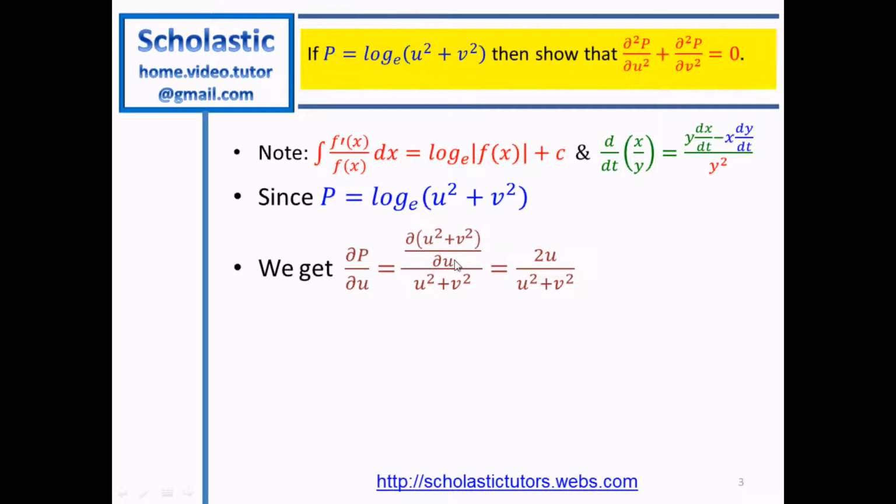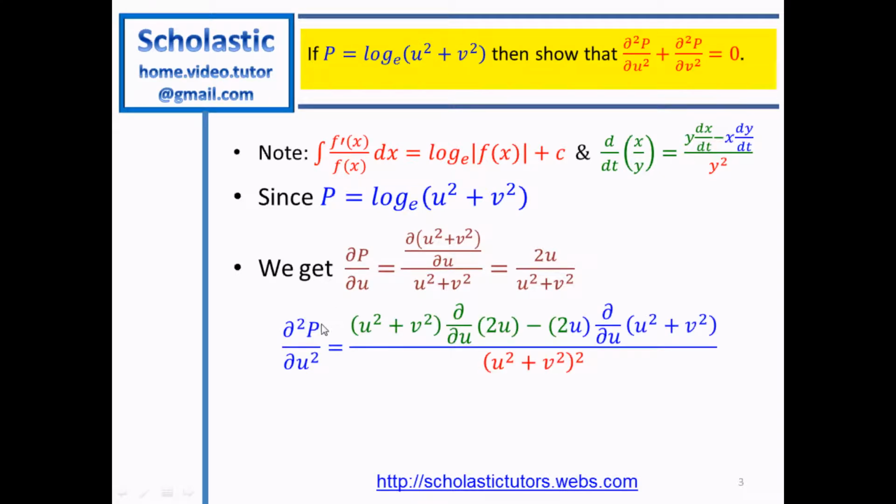That means ∂f/∂u gives f dash x, and in this case it's a partial derivative, therefore v squared becomes a constant. Then when you differentiate u squared with respect to u, it becomes 2u. V squared becomes 0 when you differentiate, and the denominator still remains as u squared plus v squared. Now we have a function here which is a ratio, like x divided by y. And now we need to differentiate this again with respect to u.